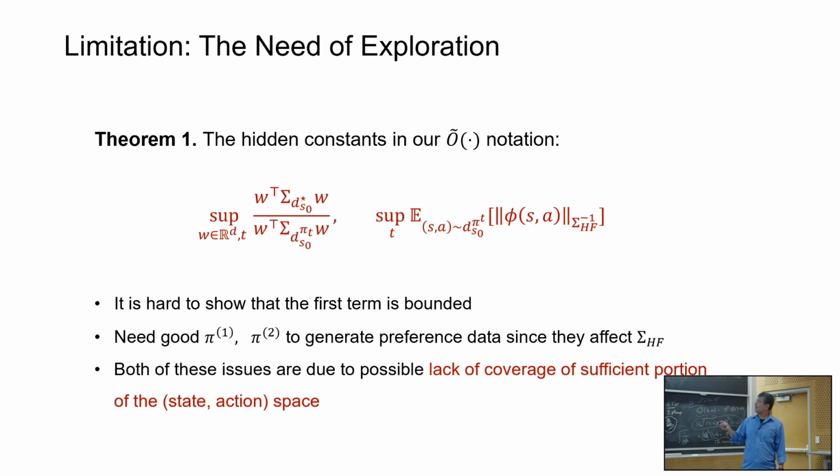Okay, the constants depend on the ratio of some covariance matrix, which further depends on the state visitation distribution of the optimal policy, versus the covariance matrix of the policy that you are computing at time t. And there's no way to bound this ratio, at least I don't know how to bound it. So this could be very large. The idea is that coverage is a problem. You have to make sure that the number of times you visit the state action pair in the optimal policy versus the policies you're getting through policy optimization should be somewhat aligned. Otherwise these ratios could be very, very large.